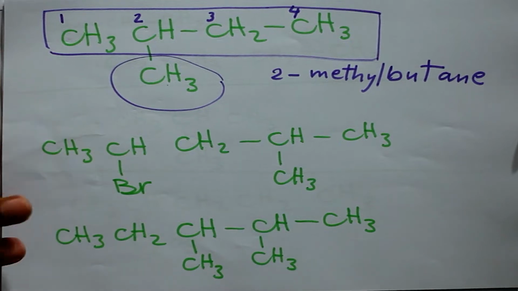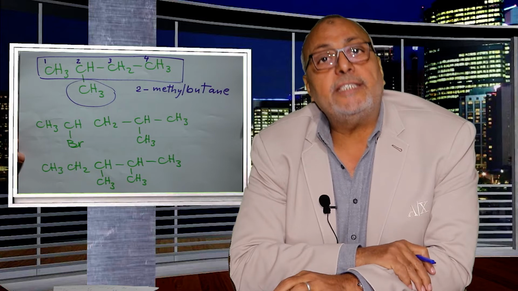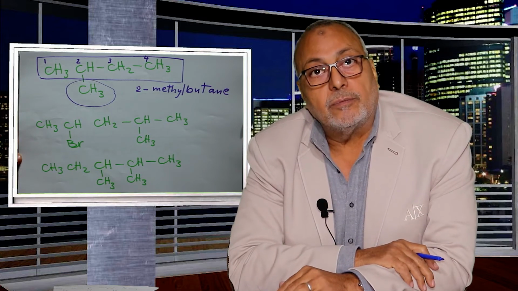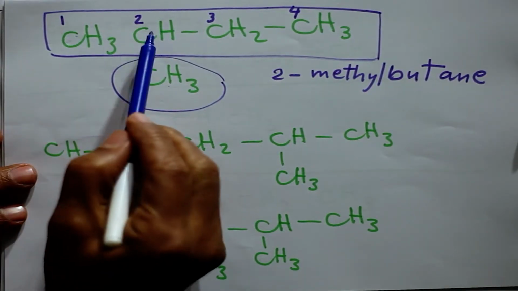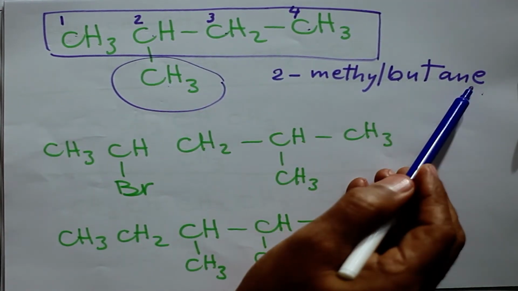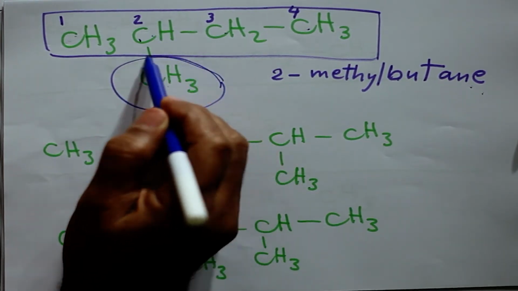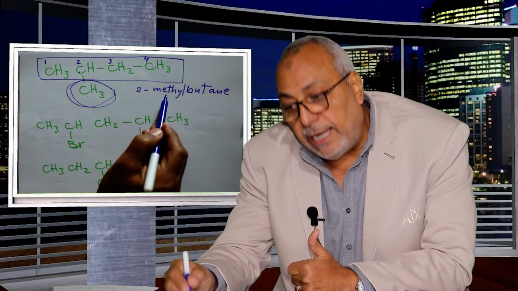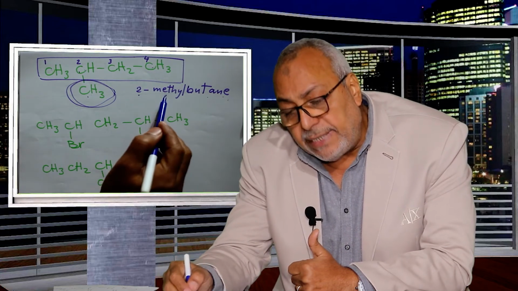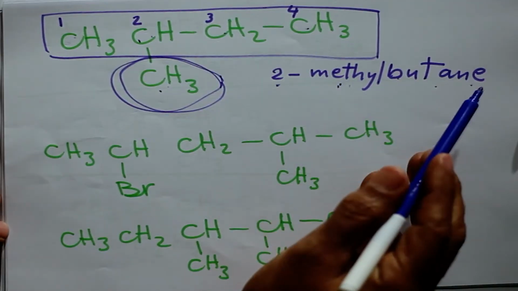butane. Again, according to the I.U.P.A.C system, choose the longest continuous chain of carbon. The continuous chain is 1, 2, 3, 4, so butane, with the branch at carbon number 2, methyl. 2 methyl butane. It means the methyl is attached to carbon number 2.